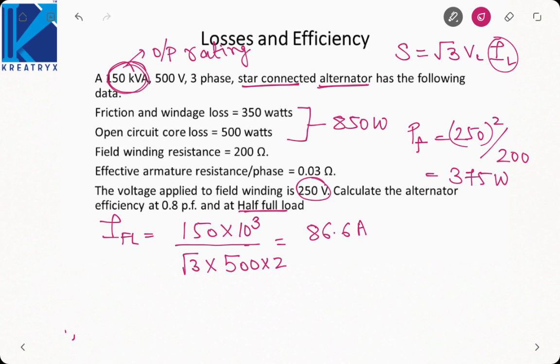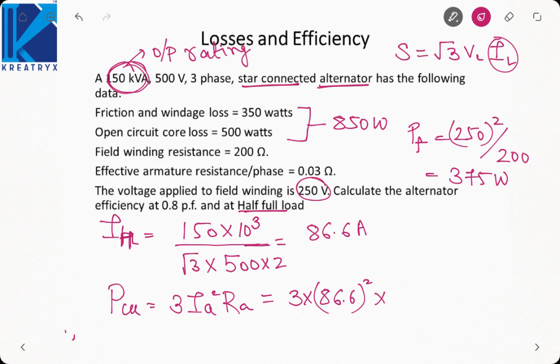Sorry, this will come out to be 86.6. Why am I taking half? Because it is half load. Okay. Now this current will cause copper losses. So what will be copper losses? 3 Ia square Ra. Remember this factor of 3 because it is a 3-phase machine. 3 into 86.6 square into Ra, which is 0.03. So this comes out to be 675. This is actually 312.5.